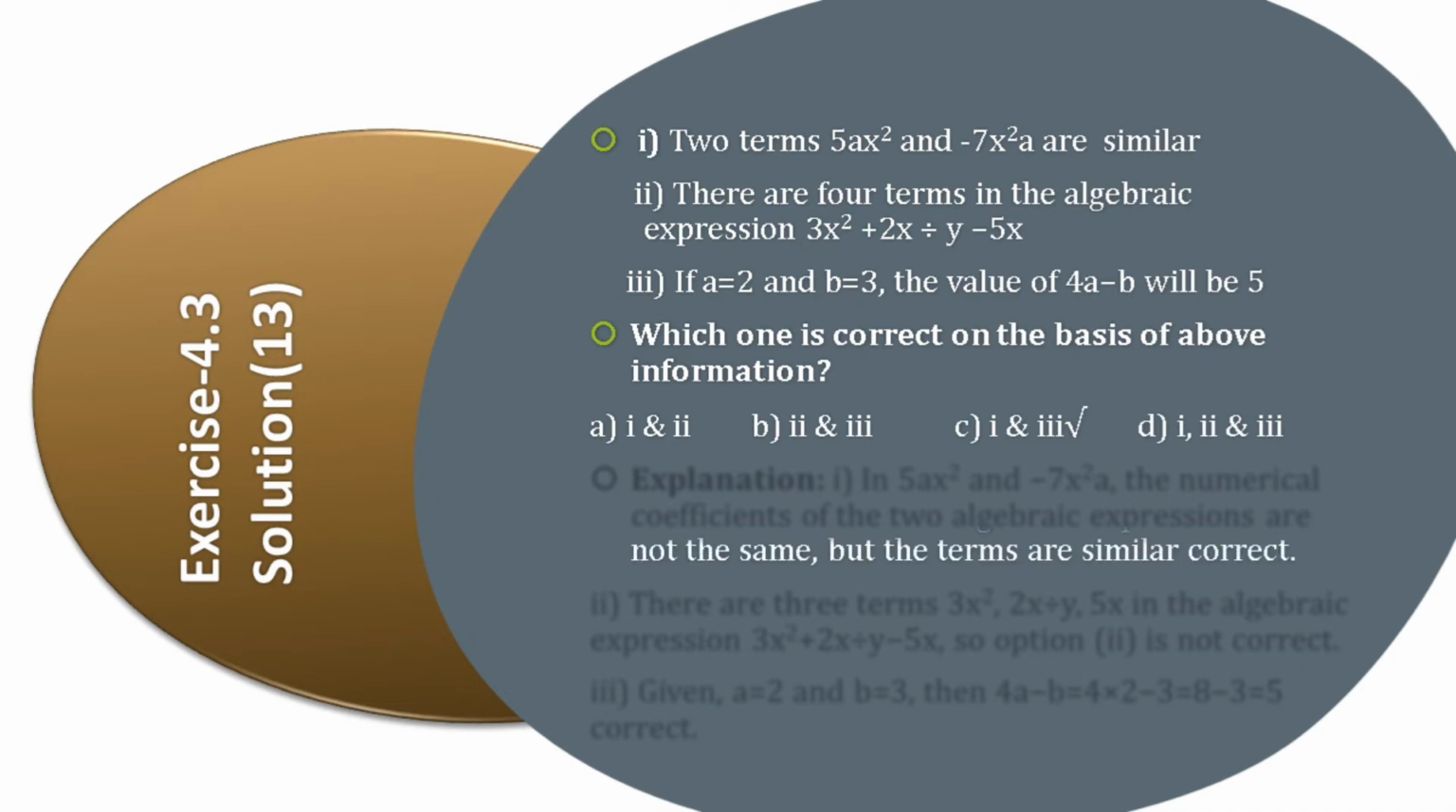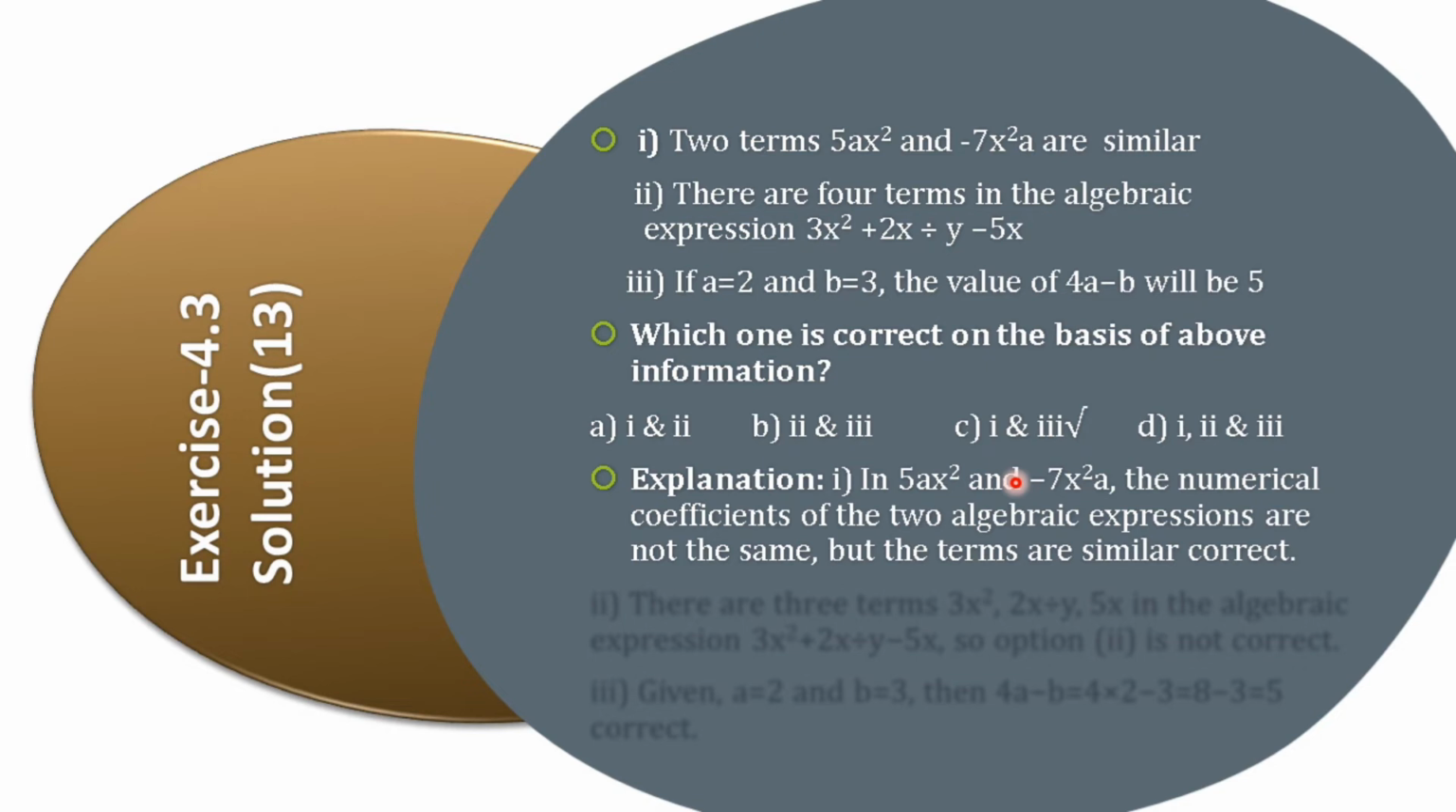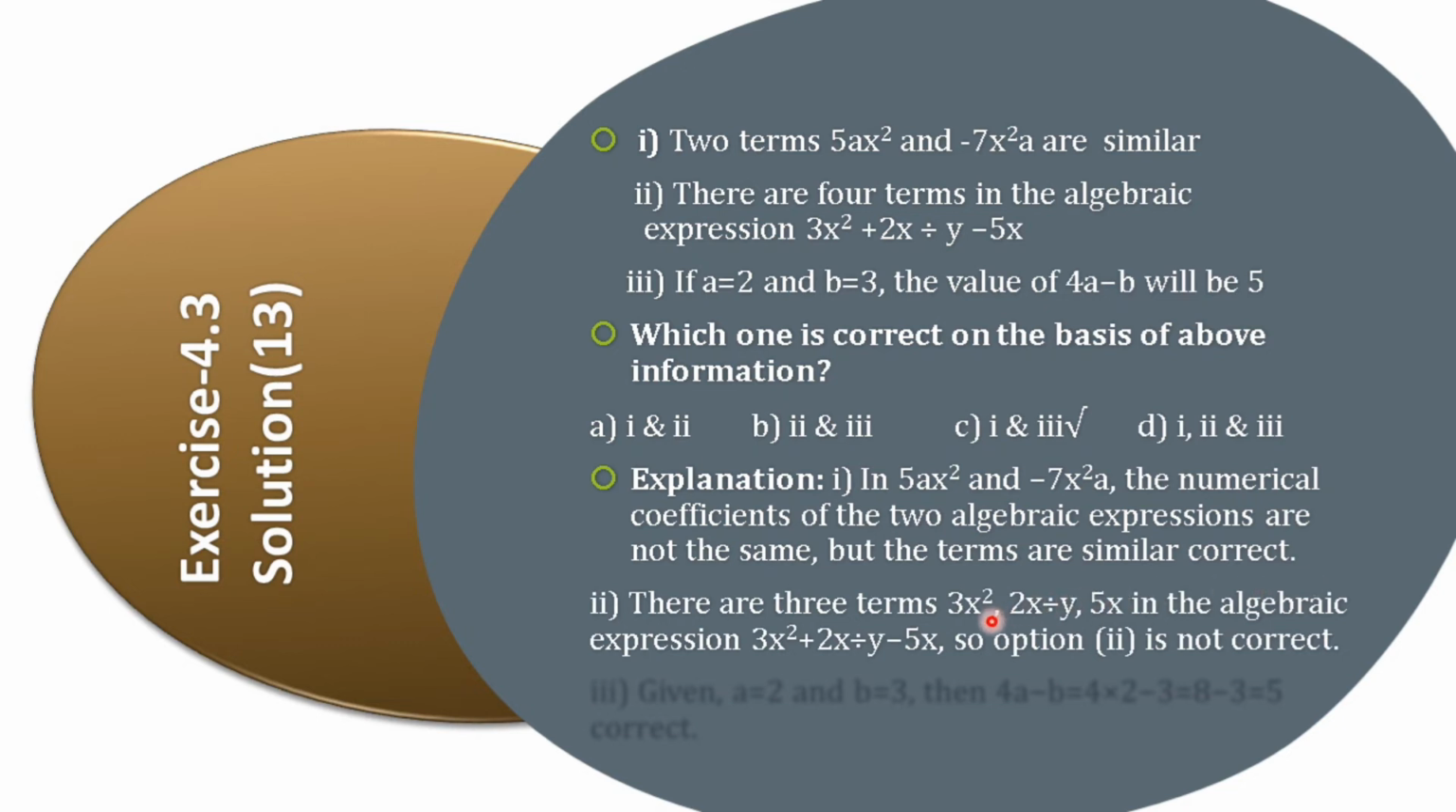Let us see the explanation. In 5x square a and minus 7x square a, the numerical coefficients of the two algebraic expressions are not the same, but the terms are similar. That's why it is correct, my dear. Already I have told you when I discussed the definition of similar terms. Number 2, there are 3 terms, 3x square, 2x divided by y, and 5x, in the algebraic expression 3x square plus 2x divided by y minus 5x. As you know, the terms are divided by plus and minus signs. That's why here, as you can see, the terms will be 1, 2 and 3. So option 2 is not correct.